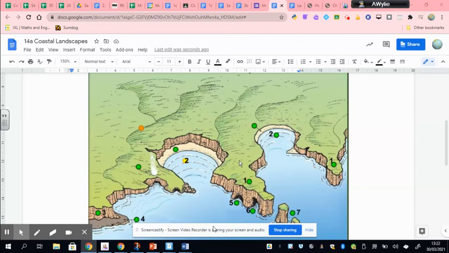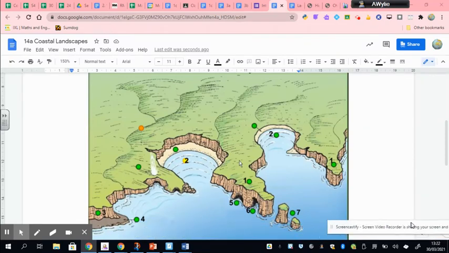Okay, in this task, you will be asked to both identify a range of coastal landscape features that you will find if you visit the coast, as well as describe what they look like. So if we have a little look at the diagram that you will find in your assignment, you will see that there are 7 different features identified on this landscape.